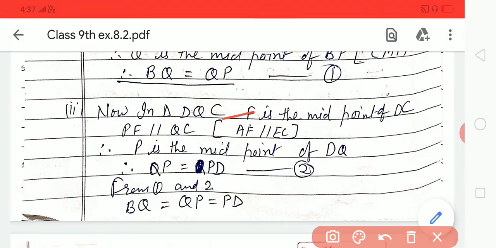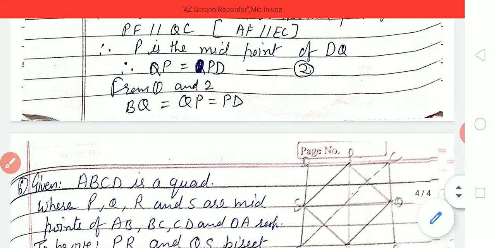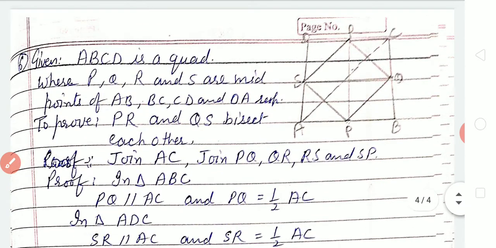In DQC, I told you PF and QC are parallel, and P is the midpoint of DQ, so you can say that QP and PD are equal. So from 1 and 2, you can say that all these three small sides are equal. Come to question number 6.